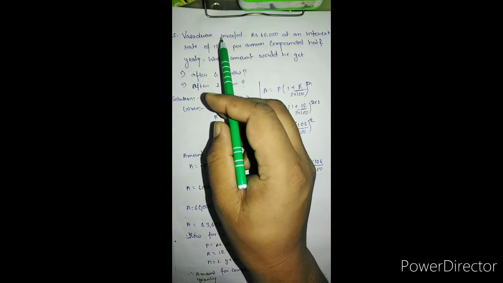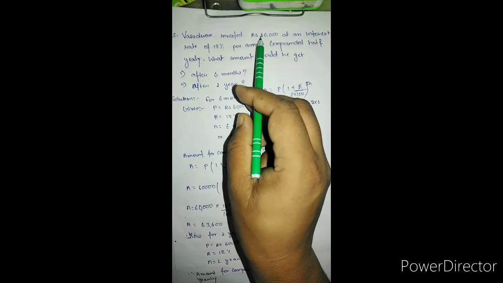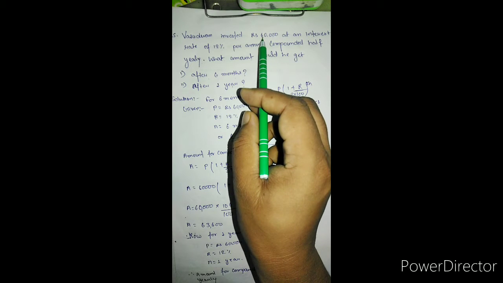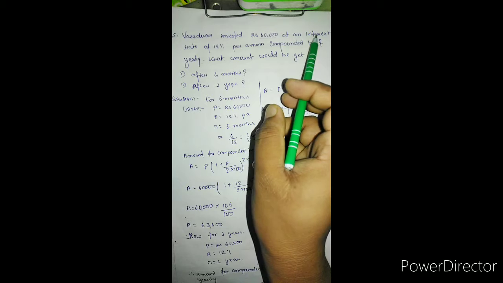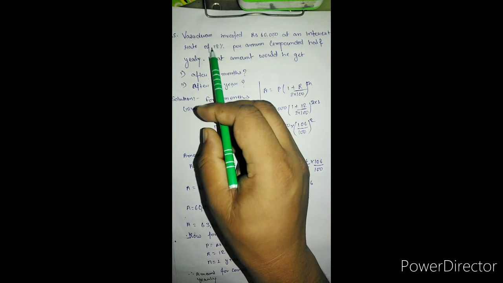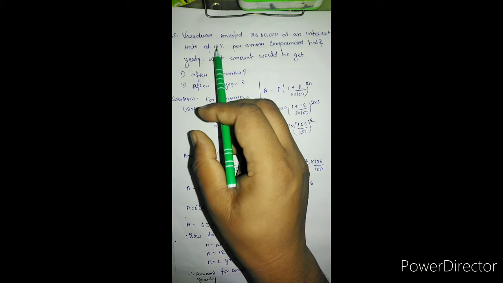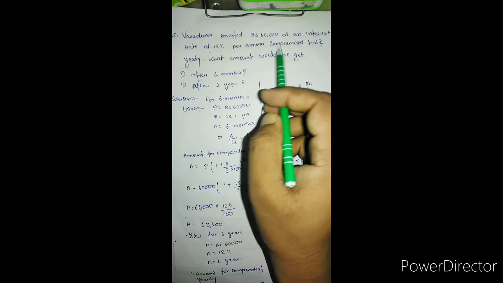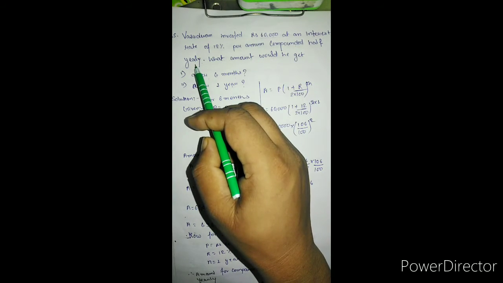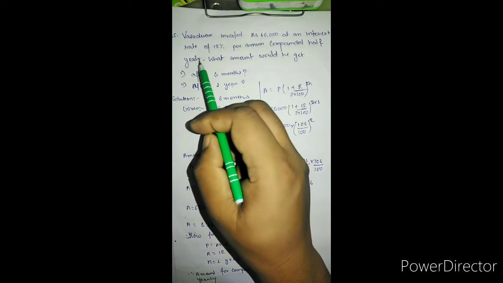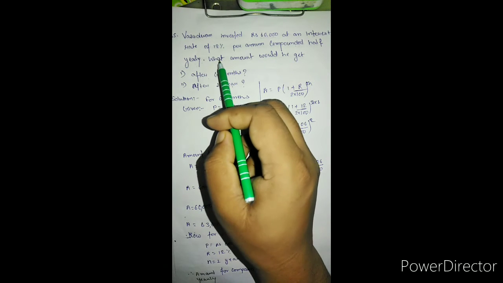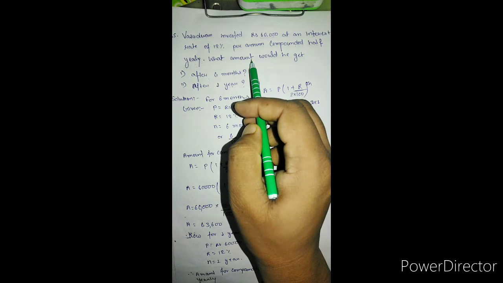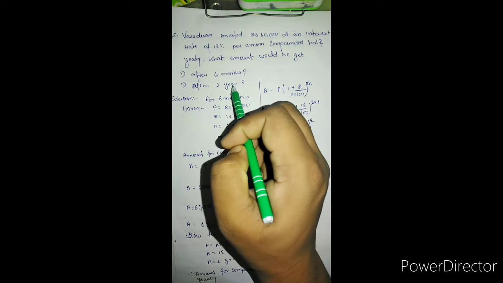So Vasudevan invested rupees 60,000. So 60,000 is our principal amount. The rate of interest is given here as 12%, and it is compounded half yearly, not annually. We have to find out the amount he gets after 6 months and after 1 year.